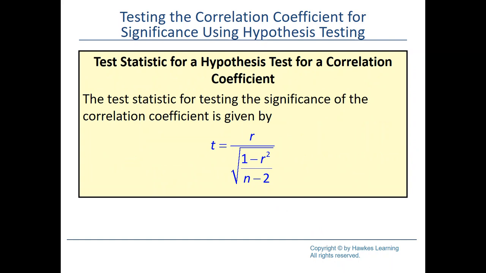Now, the test statistic for determining whether or not this is significant actually uses the correlation coefficient and is given by the following formula: T equals R divided by the square root of the quantity of 1 minus R squared divided by n minus 2.